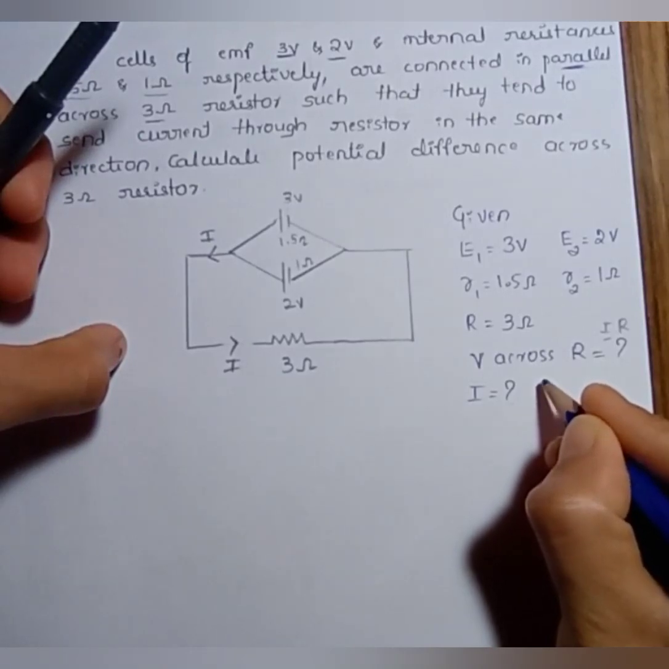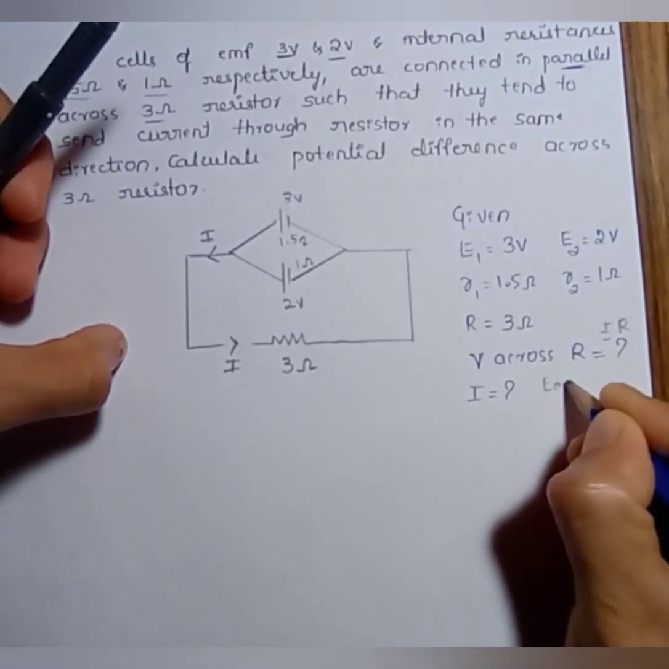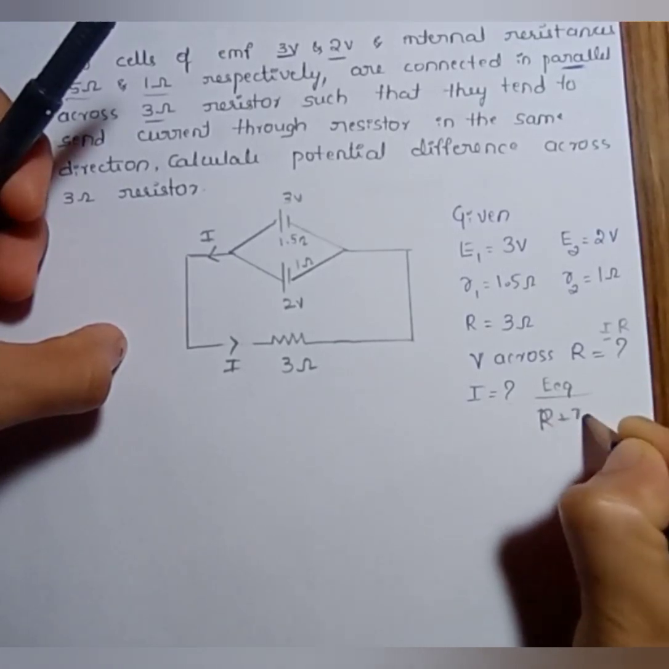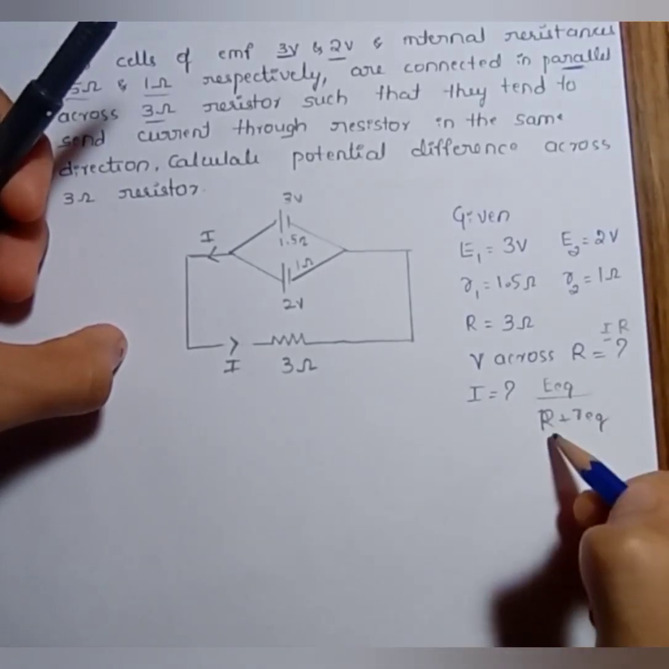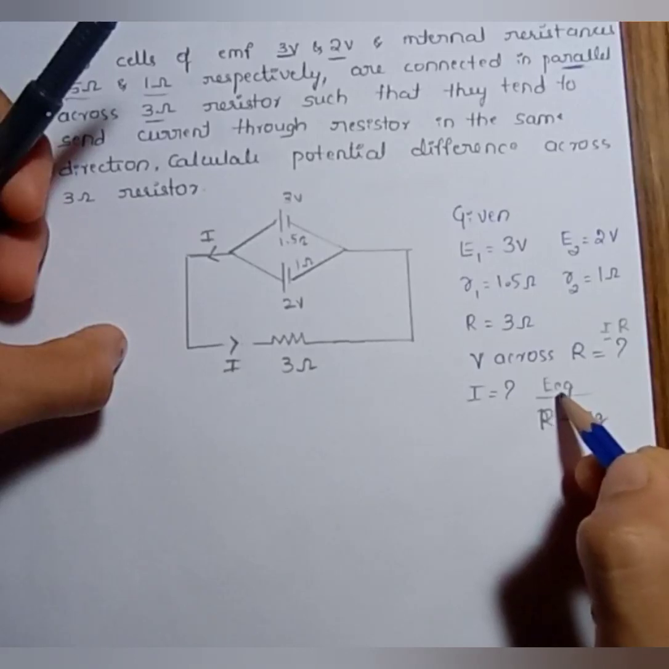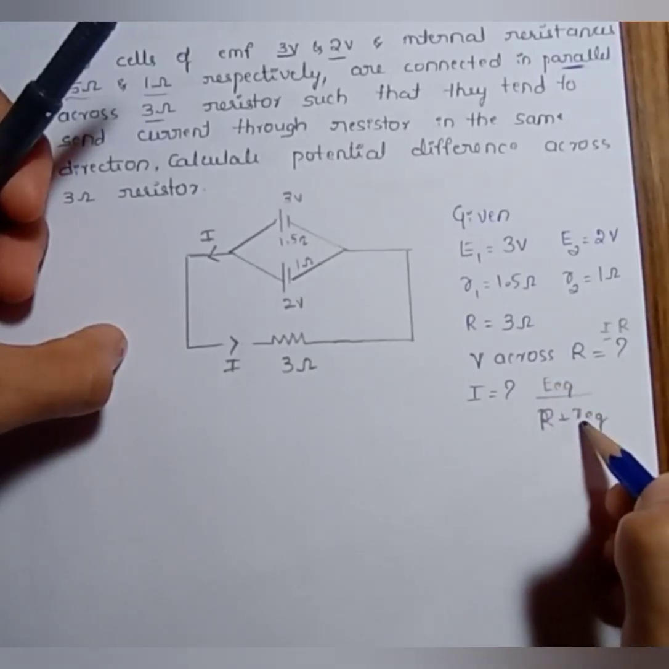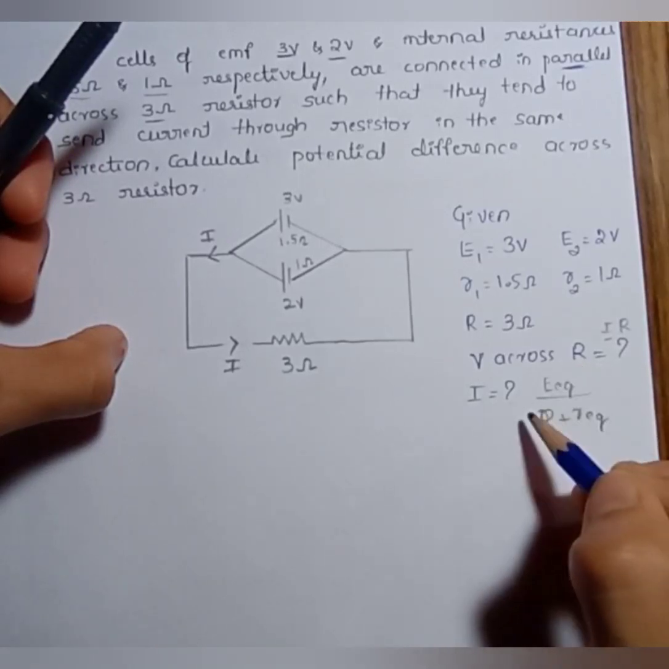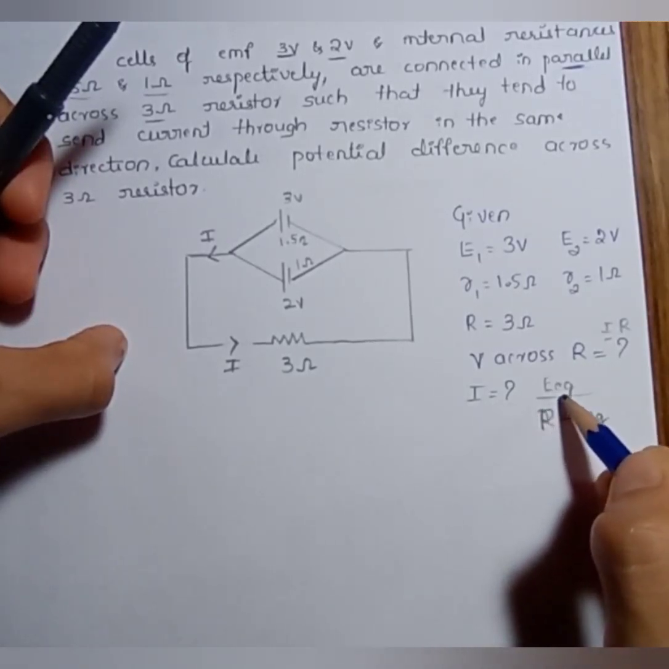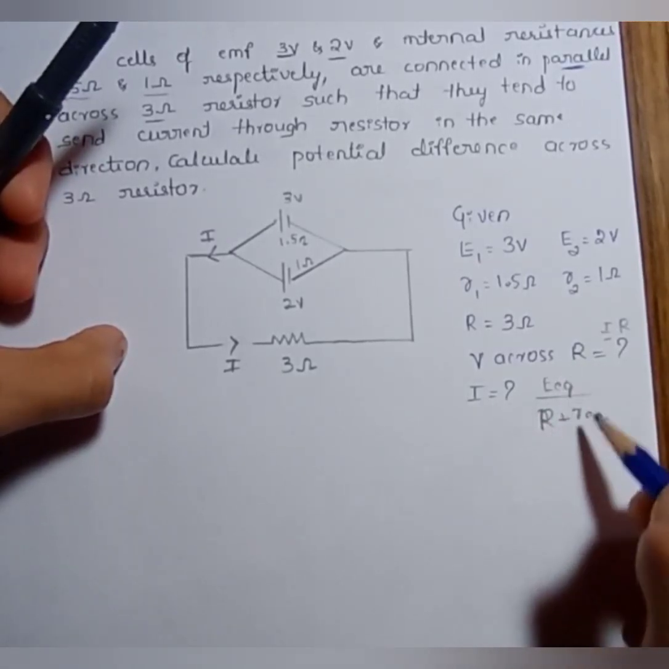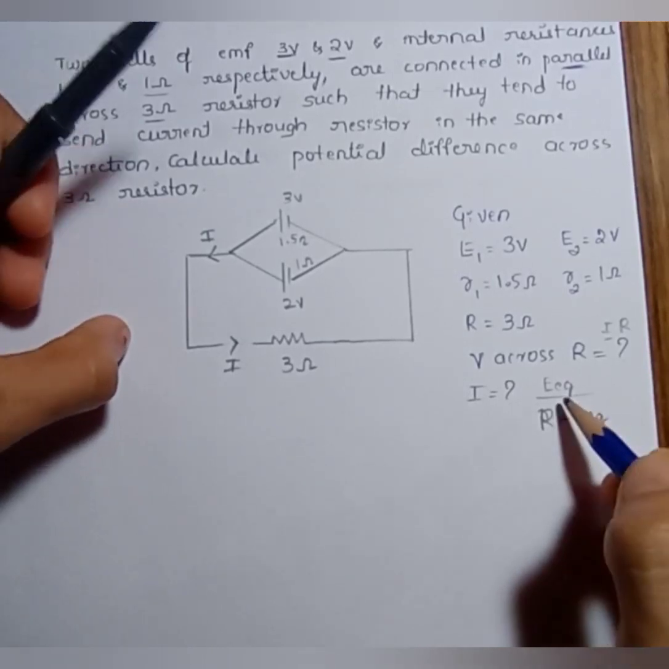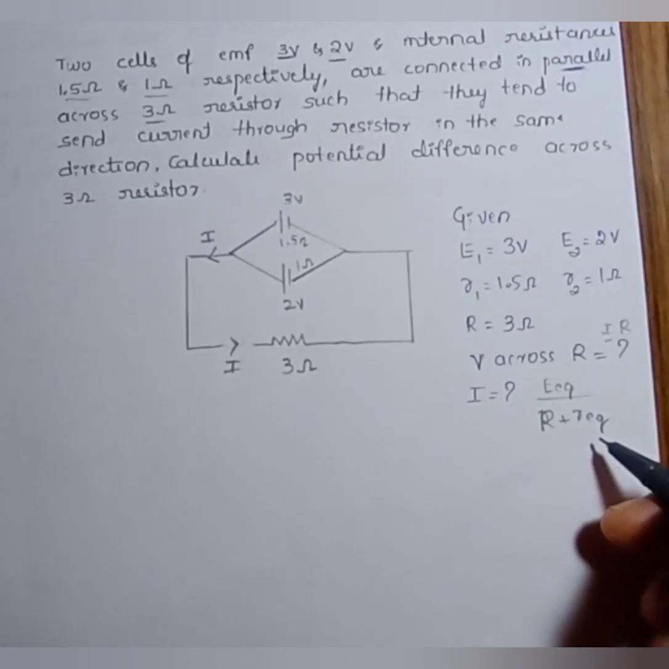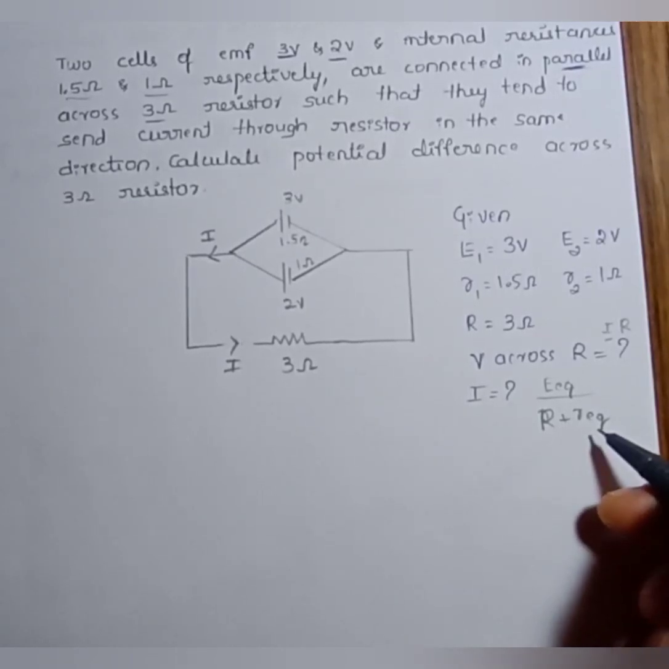We know the formula I equal to E equivalent divided by capital R plus R equivalent. Here we know the value of R only, but we don't know the values of E equivalent and R equivalent. Then before finding the value of V and I, what do we have to find out? We have to find the values of E equivalent and R equivalent. Then how to find them? We know the formula for that.